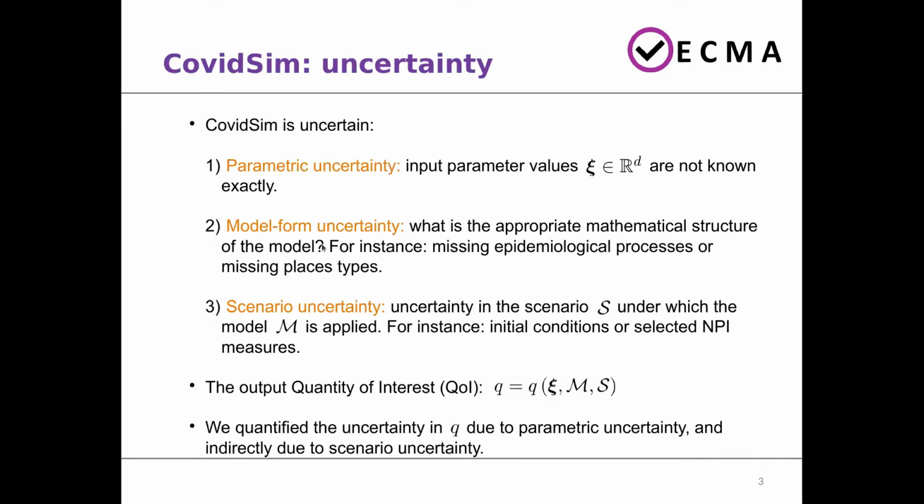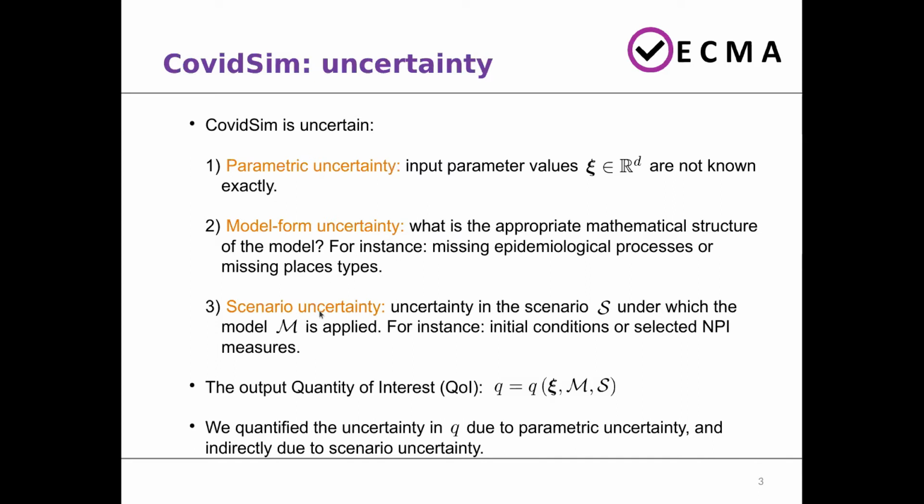Perhaps a bit more fundamental is model form uncertainty, also called model error or model inaccuracy. That is the uncertainty that you get because of the approximations that are made in the mathematical form of the model. In the case of CovidSim, you could think of missing epidemiological processes or missing place types. For instance, if elderly care homes are not one of the 4 place types included in the model, you can't fix that by changing a bunch of parameters, right?